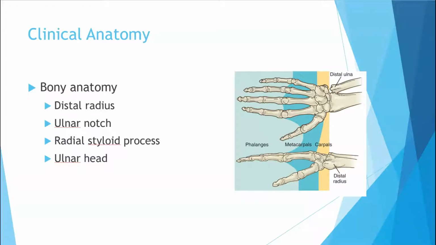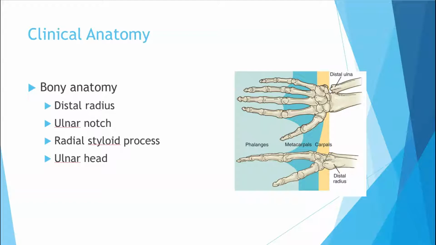All right, and get into the clinical anatomy. So specifically first we're going to look at the bony anatomy, and we've already gone over the last lecture, the elbow and forearm. So now we're specifically looking at wrist, hand, and finger.